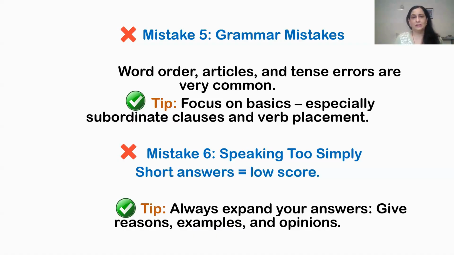Now, mistake 6, speaking too simply. Again, I'm telling you that you are taking the Goethe B2 exam. Short answers equal a low score. Speak clear German, but not just one sentence. You have to expand your answer. Always expand your answer. Give reasons, examples, and opinions.